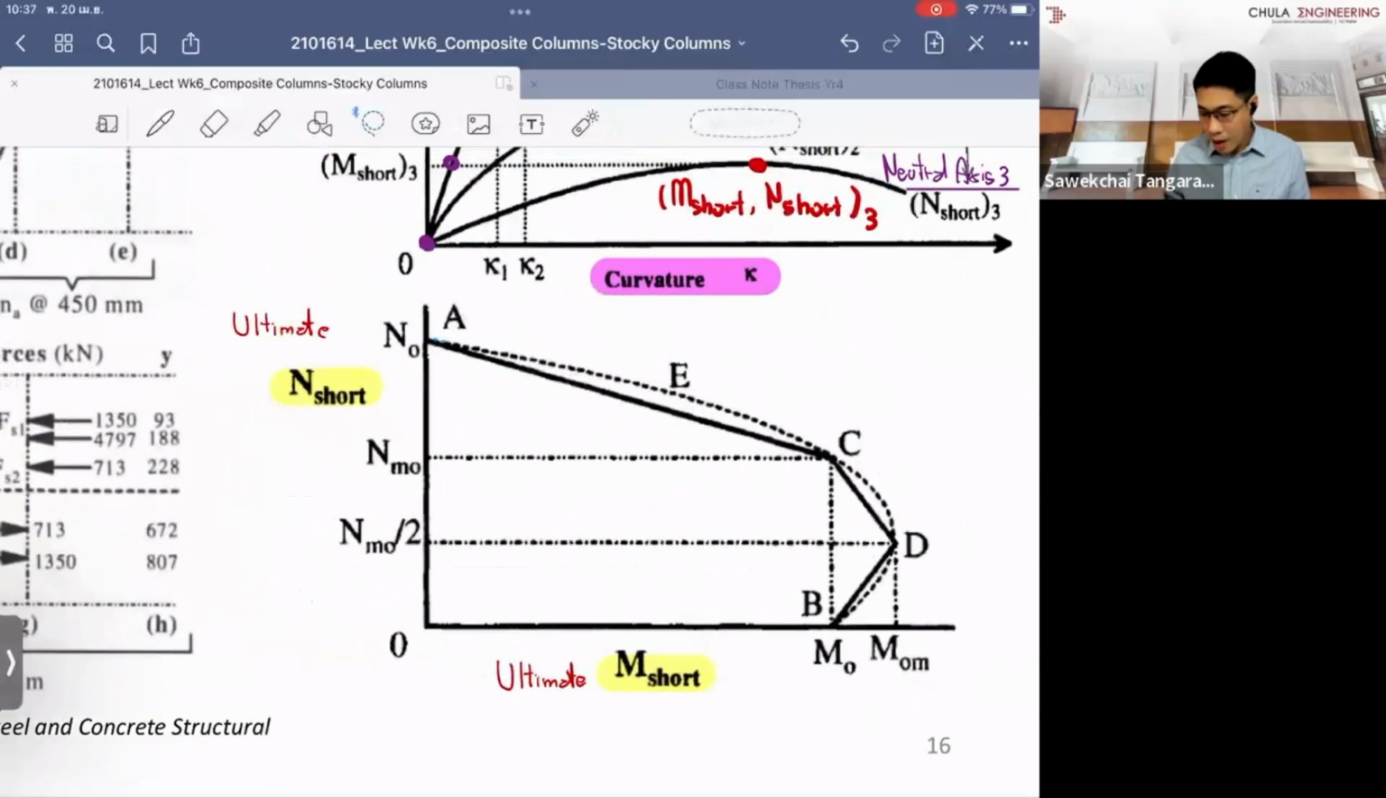But in the diagram, how can we have different values of the ultimate capacity for the bending and the axial force? We have to vary the curvature, so we have to vary the neutral axis depth. From this point, the pure axial force, up to the pure bending, we keep raising the neutral axis depth.